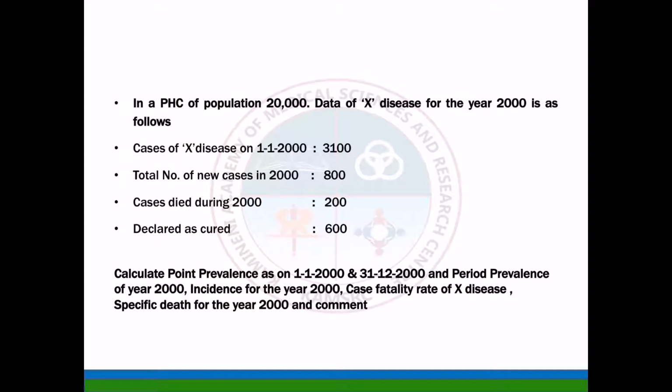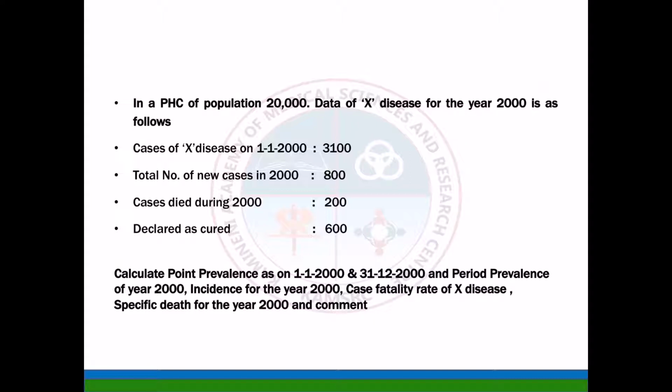And the first problem is, in a PHC of population 20,000, data of X disease for the year 2000 is as follows. So these are the figures. Cases of X disease on 1/1/2000 is 3,100, and total number of new cases in 2000 is 800. Cases which died during 2000 with the particular X disease is 200, and 600 were declared as cured.